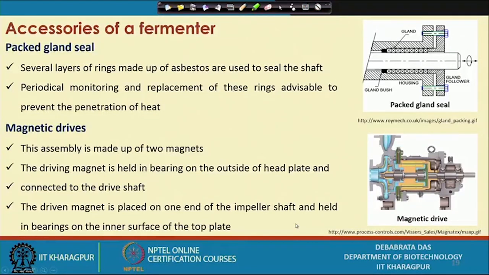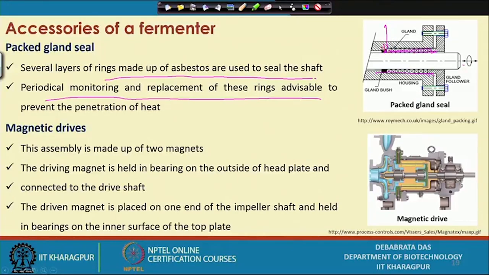Now, the packed gland. Inside this mechanical seal we have some packing material that is shown here. This is the shaft that we have. Several layers of rings made of asbestos are used as a seal to seal the shaft, with periodic monitoring and replacement. Only one thing I want to highlight: this is a mechanical seal.